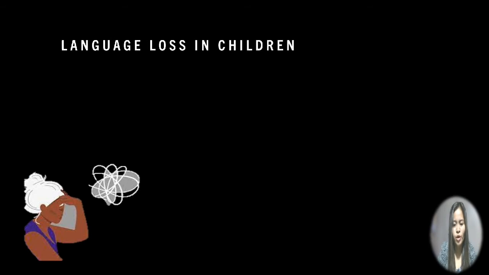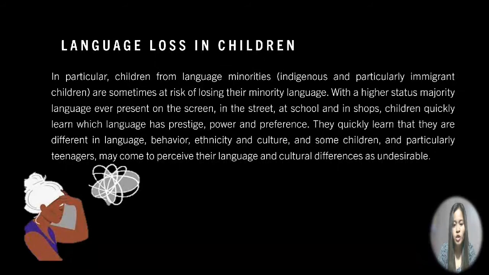Before considering the second type of acquisition of bilingualism, which is the sequential, it is important to mention language loss in bilingual children. In particular, children from language minorities, such as indigenous and particularly immigrant children, are sometimes at risk of losing their minority language. With the higher status majority language ever present on the screen, in the street, at school, and in shops, children quickly learn which language has prestige, power, and preference.